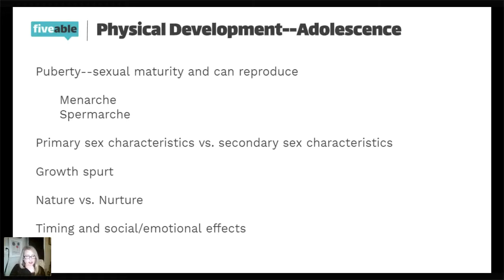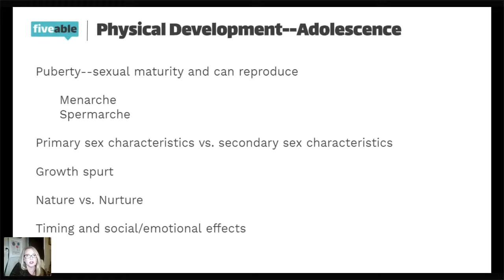Primary sex characteristics are the actual physical genitals. Secondary sex characteristics are the changing of voice and the development of hair on all the different parts of the body that may get hair with puberty. You'll see a growth spurt here. Again, biology is the cause for this.